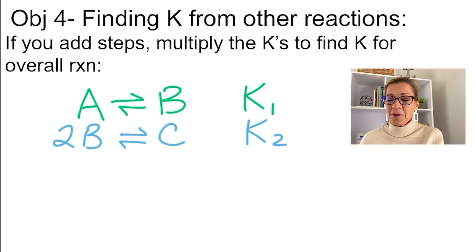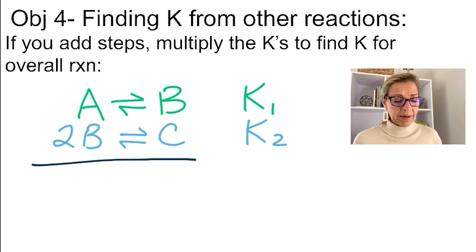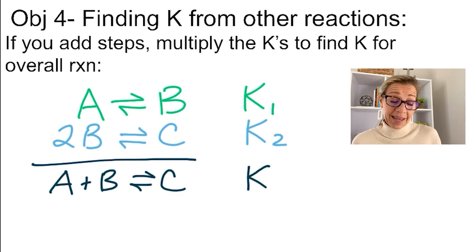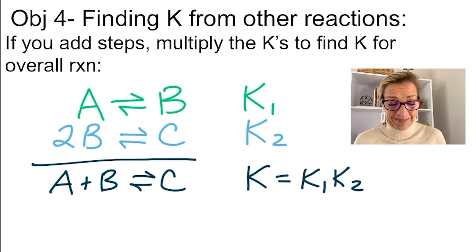Now, one other thing that we can do is if we add two reactions, let's say we had two reactions and we add them and we get something like this. If I add these two reactions, I get A plus B is in equilibrium with C. And I needed to know the K for this reaction. Well, if you add two reactions, you multiply their equilibrium constants. So this value would be the product of those two.